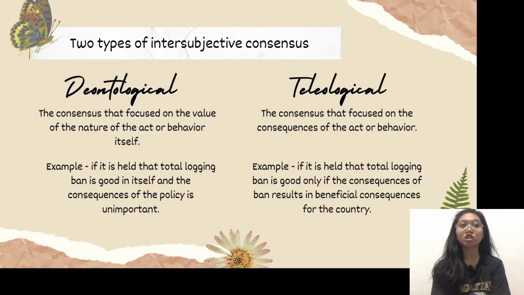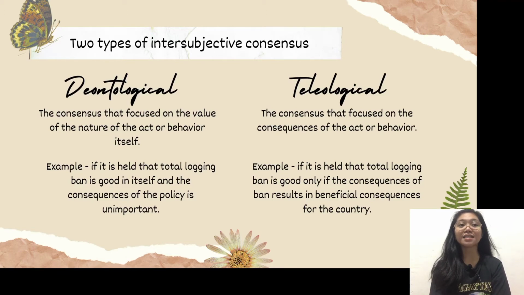First is the ontological consensus, the consensus that focuses on the value of the nature of the act or behavior itself. So for example, in the claim, total logging ban is good, it is held that total logging ban is good in itself, and the consequences of the policy are unimportant.